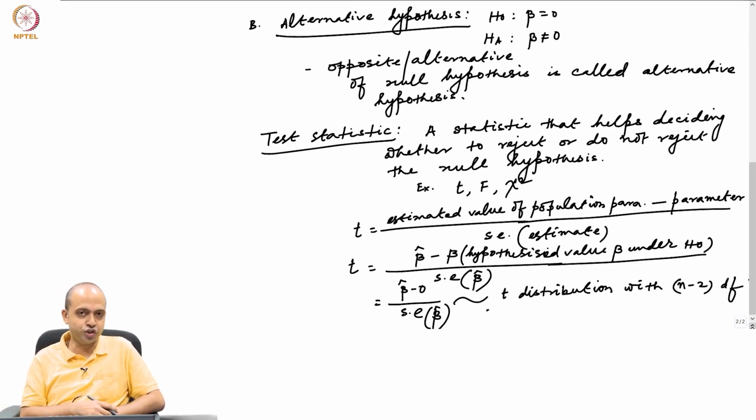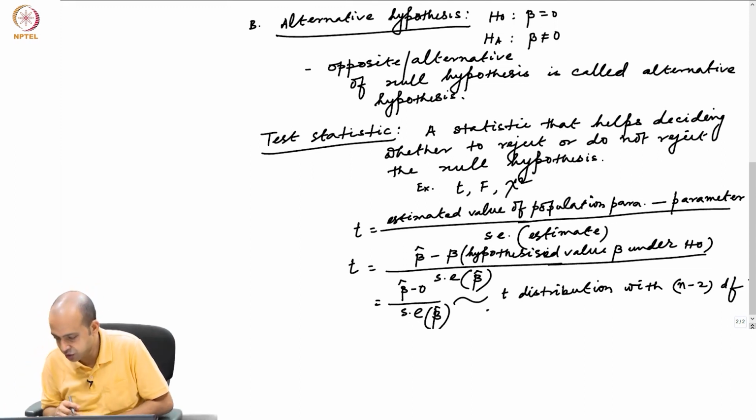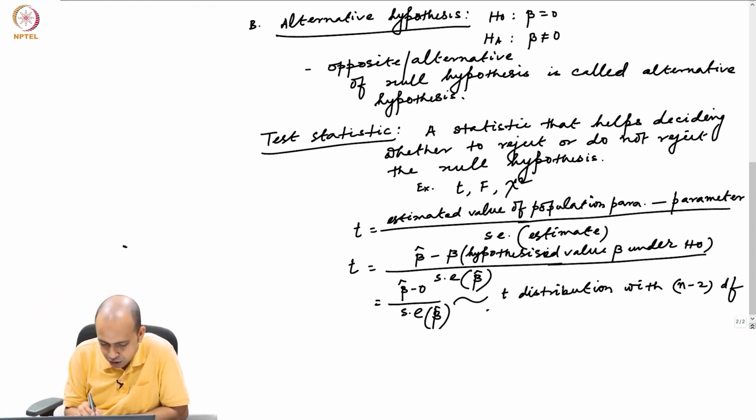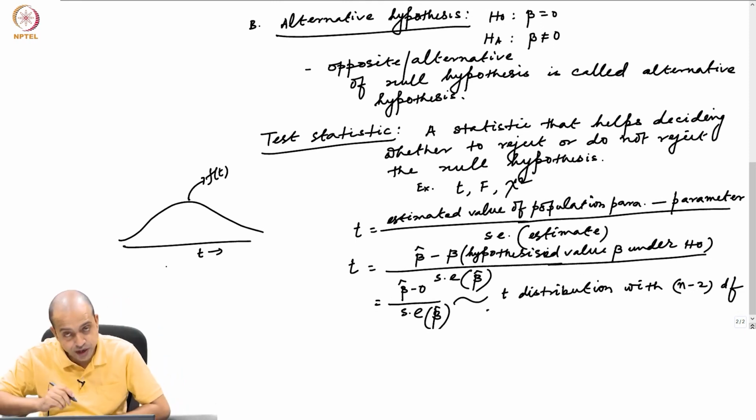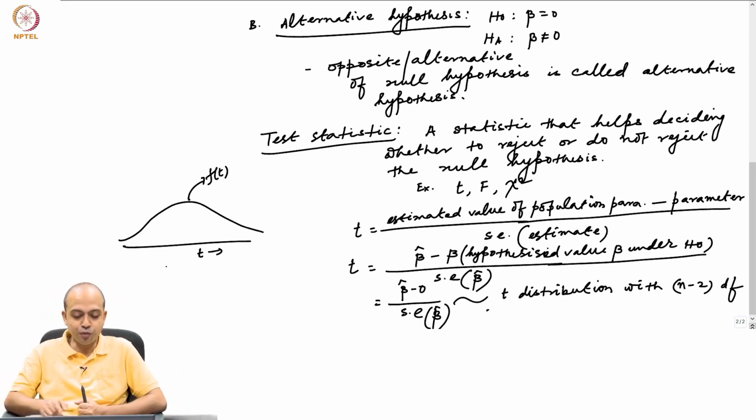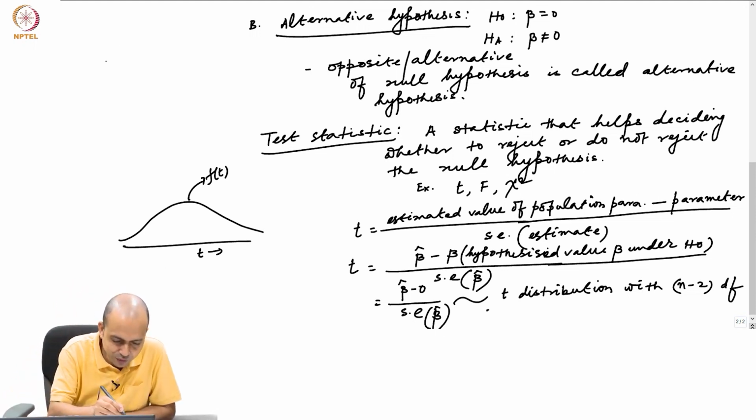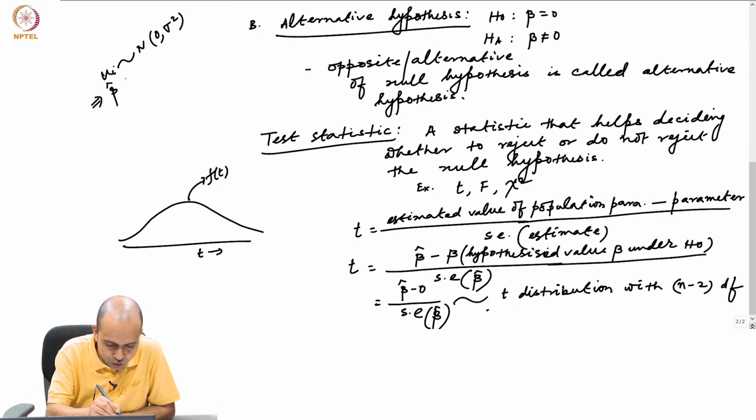Okay. This follows a t distribution with n minus 2 degrees of freedom. Now, how does this t distribution look like? T distribution looks like a normal distribution. Why is this so? Because we assume ui follows a normal distribution, let us say with 0 mean and sigma square variance, and that ensures that beta hat also follows a normal distribution.